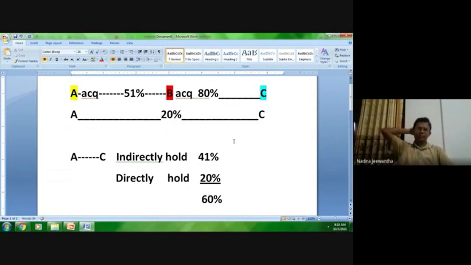Now see. A and C relationship. Indirectly hold 41%. What do you mean by indirectly? Not direct. Through another company. Indirect means through another company. Through B only. 41% acquired by A through B only.